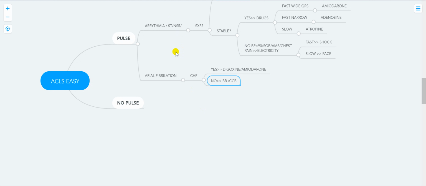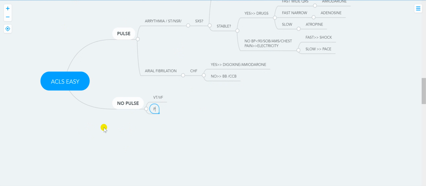What if there is no pulse? It's going to be simple. There are two types that don't have any pulse. It could be ventricular tachycardia or ventricular fibrillation, or it could be pulseless electrical activity or asystole. For VTAC, you start with epi, and then shock, and then amiodarone, shock, and CPR, obviously. So this is the general theme for these.